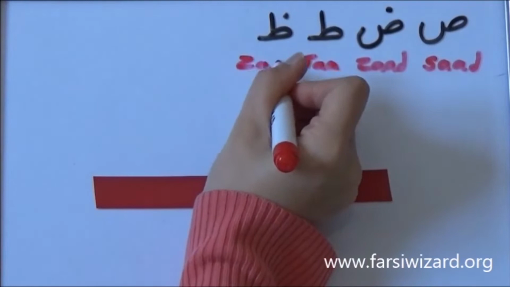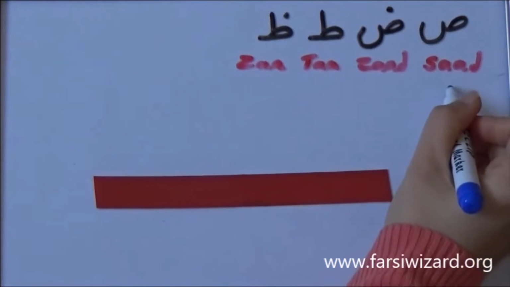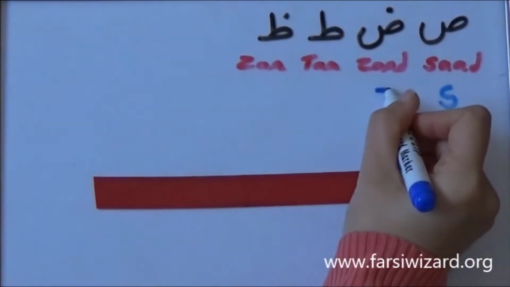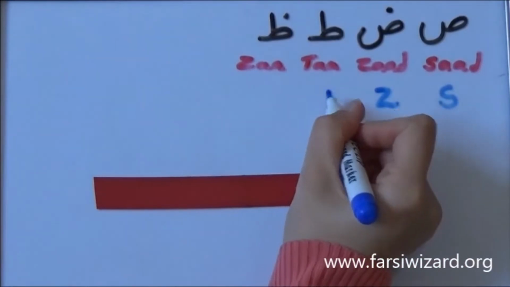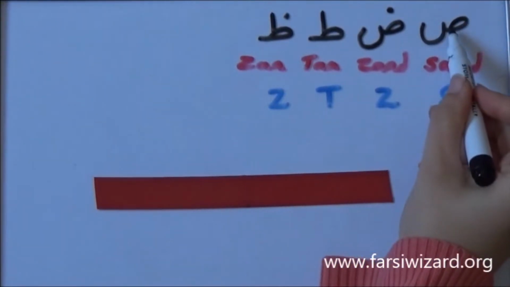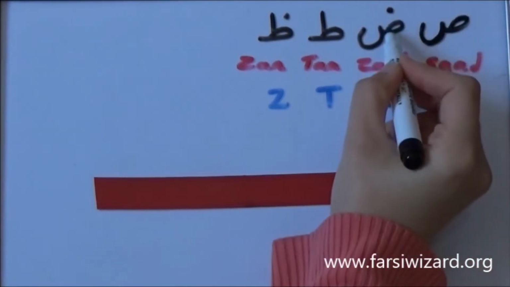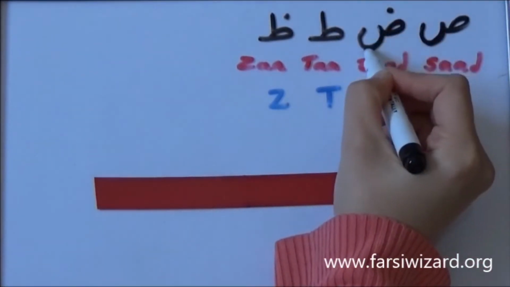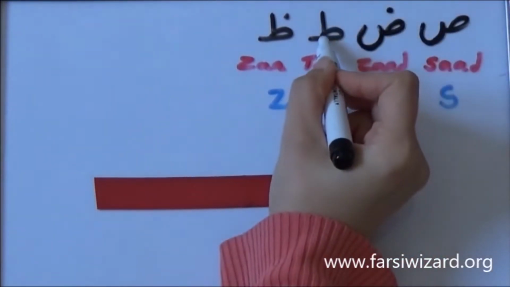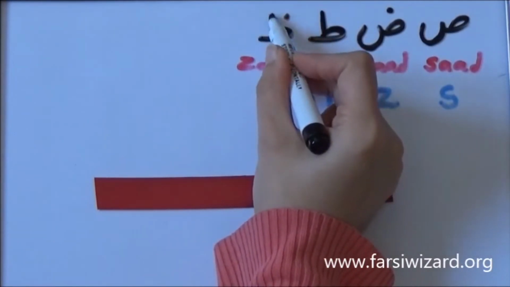Now, we're going to learn how to write and how to use each of these letters in words. Now, I'm going also to write the English equivalents for each. As you can see, we have another version of S, 2 versions of Z, and another version of T. Okay, so the first one, Sad, as you can see, it's written in one stroke, same way, Zad, with 1 dot on top. Then we have Ta and Za, with 1 dot on top. Okay.